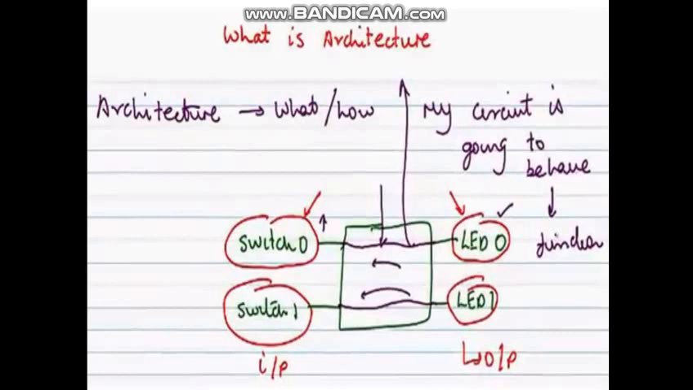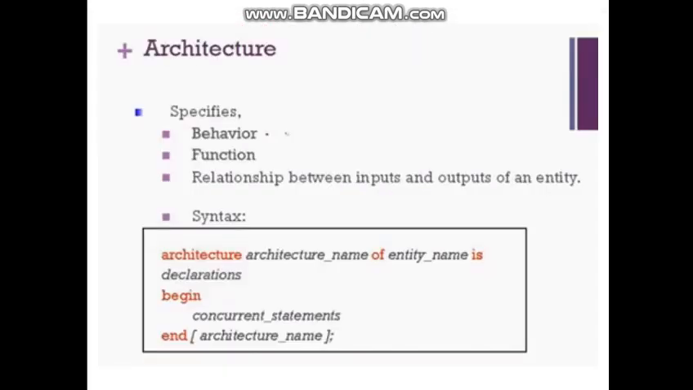Again, what does the architecture specify? It specifies the behavior, it specifies the function, and it specifies the relation between input and output of an entity. Then the particular syntax for this architecture is a very important term. Without syntax we can't write anything. Syntax is very important.